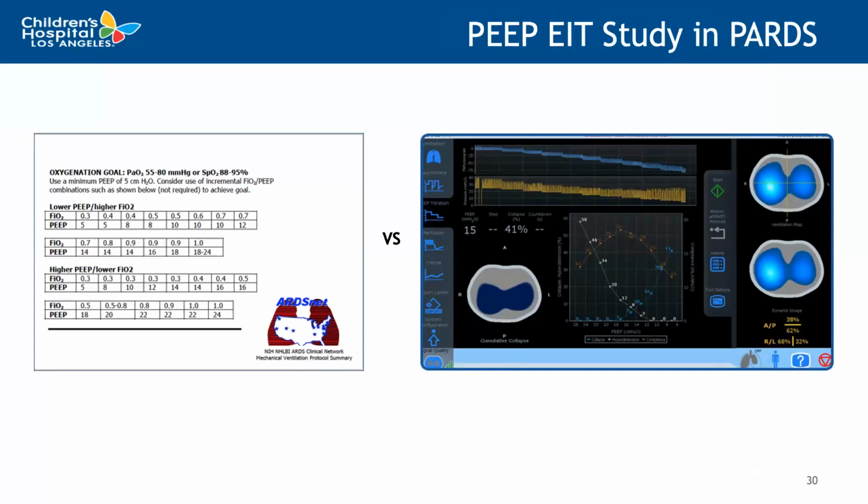Our primary aim is to compare the ideal PEEP recommended by EIT versus PEEP recommended by the ARDS low PEEP FiO2 table. We're also hoping to determine the difference in physiologic metrics between EIT optimal PEEP and the PEEP FiO2 recommended PEEP, as well as exploring patient and physiologic variables associated with increased recruitability as measured or identified by EIT. And again, recruitability is going to be defined as that amount of collapse that is overcome with increasing PEEP, which I'll show some examples of later.